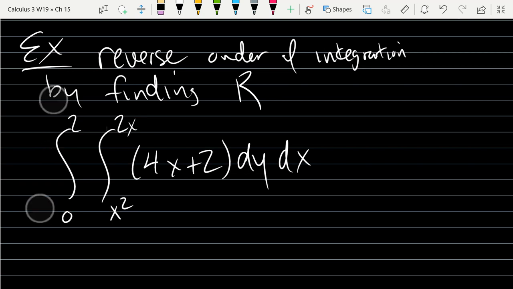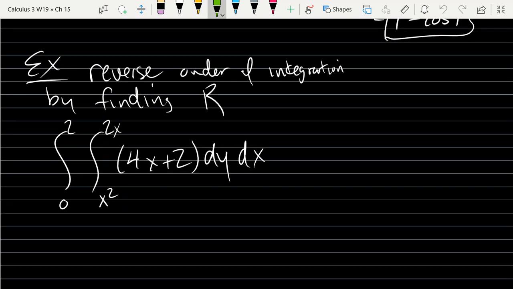All right. Let's go ahead and write all those down. We have y equals 2x, y equals x squared, x equals 0, x equals 2. All right, do your best to reconstruct the region R. And we have a type 1 region.